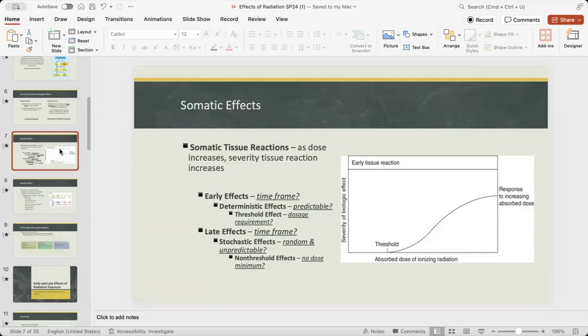But then you may also have late effects. Your late effects are going to be your random and unpredictable effects. So basically, we know that if you get exposed to radiation, there is a chance that something will happen. But the stochastic effect means that at some point, because of the radiation exposure, you may experience some type of reaction or some type of issue like cancer. But there's really no way for us to know that.